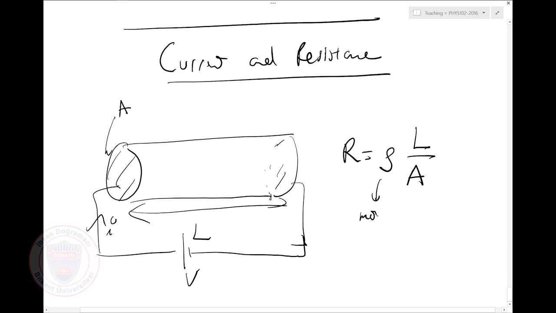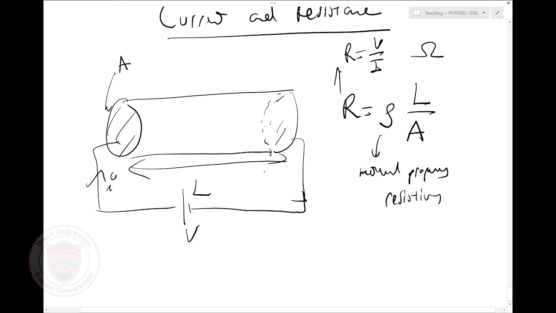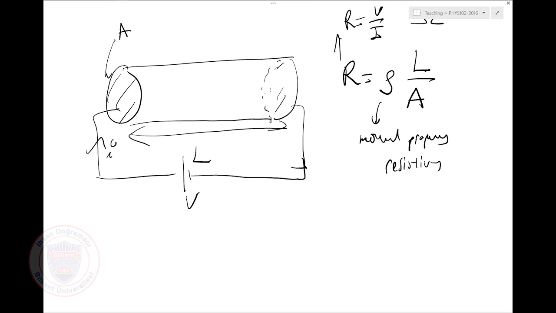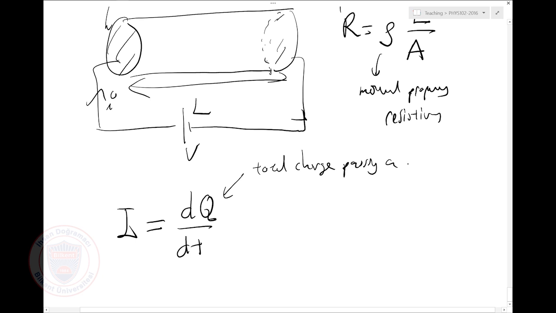This was a material property called resistivity. R is basically V over I, the resistance. The unit was ohm. Now, what was current though? How did we define current? It was the total charge passing a plane per unit time. So we said it's dq dt, the total charge passing a plane.